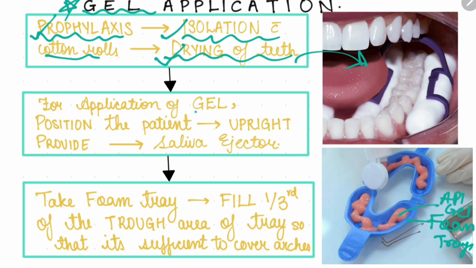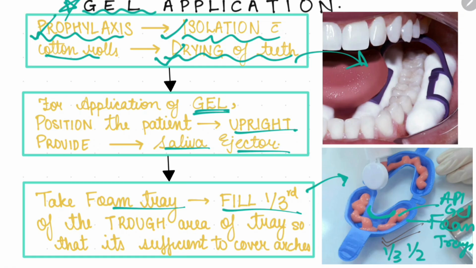Now for the application of gel, you have to position the patient upright and provide a saliva ejector. Take a foam tray as shown in this picture. Fill 1/3 of the trough area of the tray. This is the trough area of the tray. So you fill 1/3 to half of the trough area so that it is sufficient to cover both the arches. You fill the gel in both the arches, here also, here also.